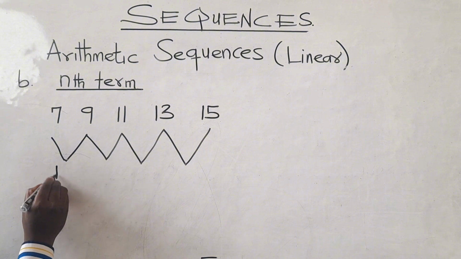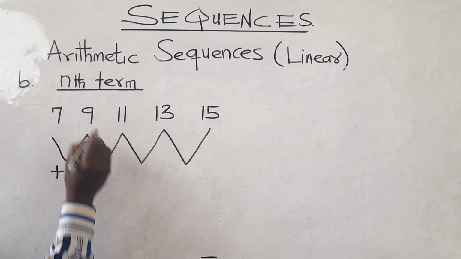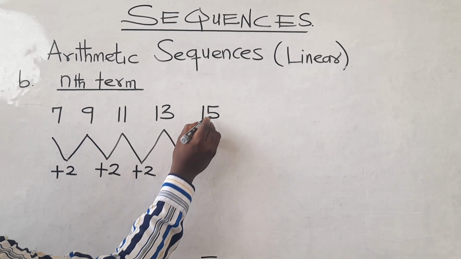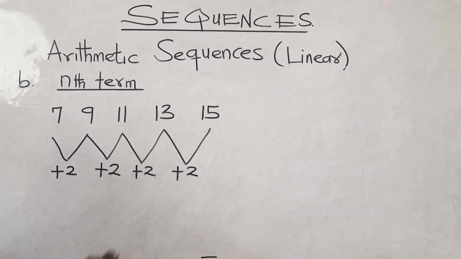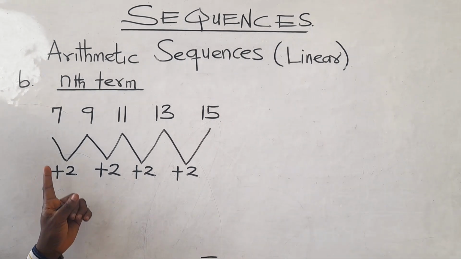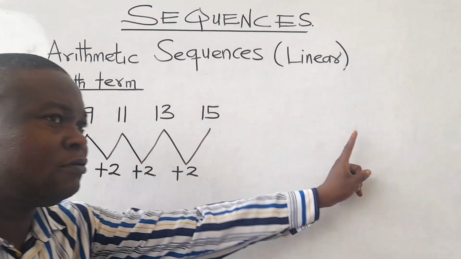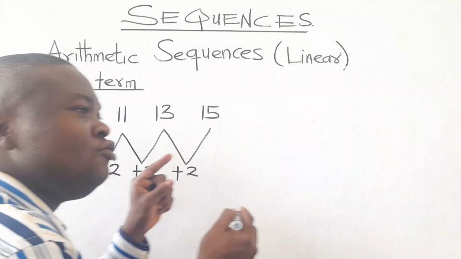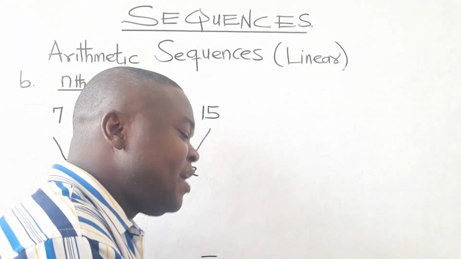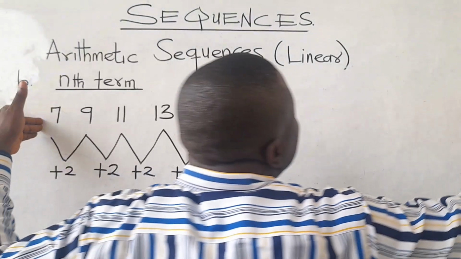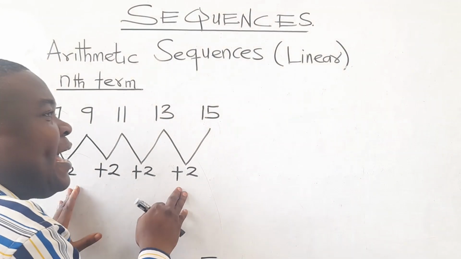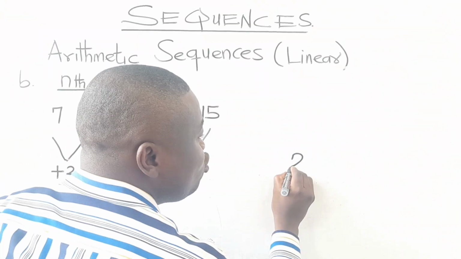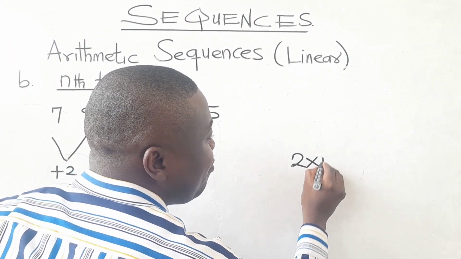9 minus 7 is plus 2, 11 minus 9 is positive 2, 13 minus 11, positive 2, 15 minus 13, positive 2. It seems as the sequence continues and we continue with the first difference, the plus 2 will continue to show up. Meaning, if you have n number of terms, 2 will appear n number of times. Because of that, we say 2 times n.